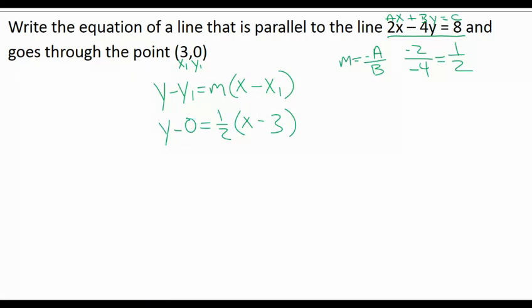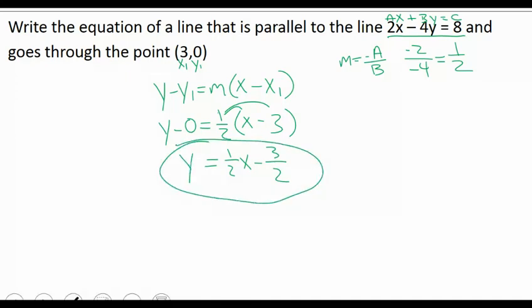So I'm going to put this in slope-intercept form like the last question. So I'm going to distribute the 1/2. So this will be 1/2 x minus 1/2 times 3, which is 3/2. And then over on the left side, I have y minus 0. Y minus 0 is just y. So I'm actually already in slope-intercept form. This one was only one step because we had a y minus 0, which is just y. And we've successfully written that equation in slope-intercept form.